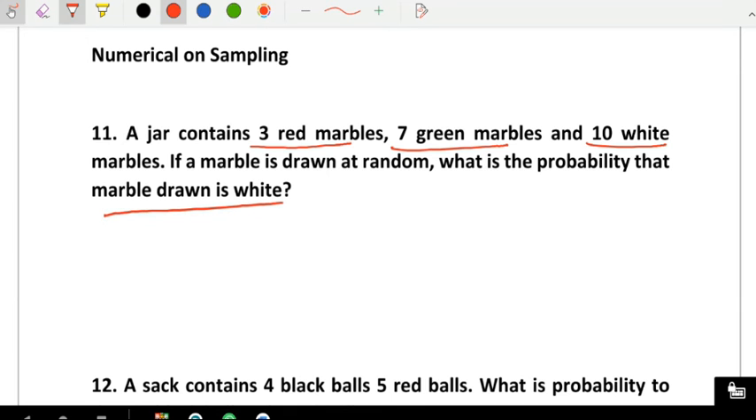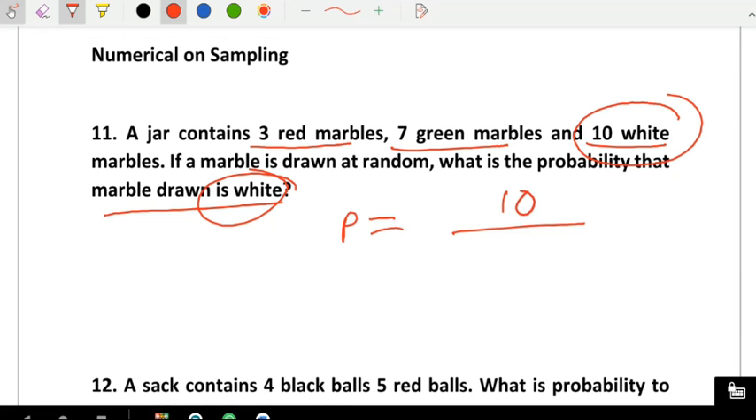So just use the formula here, P. What does that mean? Probability means total number of favorable outcomes divided by total number of outcomes. We are going to draw white, so white is the favorable outcome. Out of 10, if you are drawing one, that will give you 10 ways. And similarly, out of this 3, 7, 10, total is 20. So 10 by 20. So probability is 1 by 2. So this question is very easy.